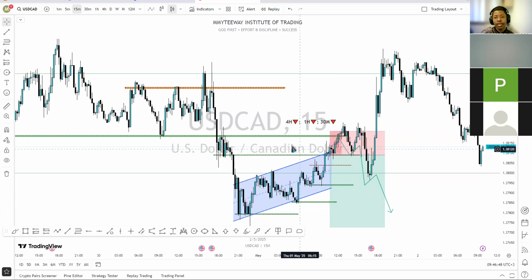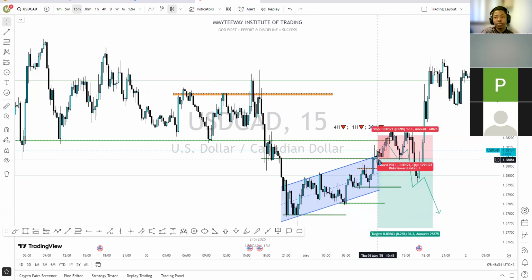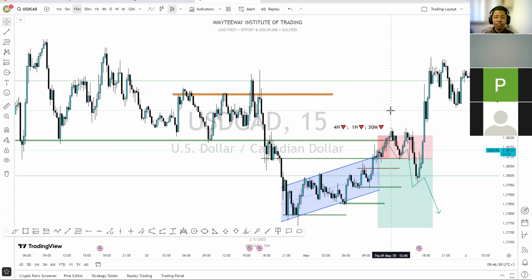Pin bar, entry signal, everything good. This was a 5-star trade because it had everything. And the exit was according to plan. It was not manipulated. I did not adjust the stop loss or the take profit or anything.